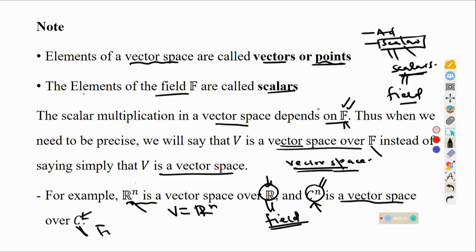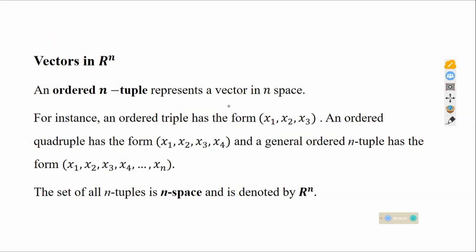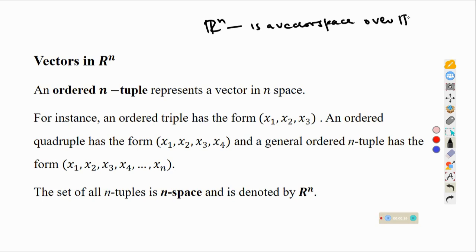We shall be looking at examples on how we can easily show that a given non-empty set is a vector space, whereby we shall also be able to define the field as well. Let us talk about vectors in R^n. Clearly, we have seen that R^n is a vector space over R. This is our field.